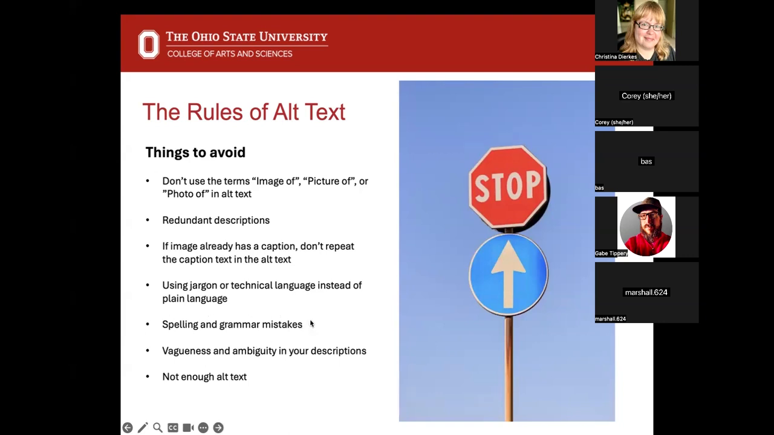Vagueness and ambiguity. This is another one that I would encourage you to be a little bit more mindful about, especially because, looks like we have a question here. On people's department profile pages, should the images be marked as decorative since their name is already on the page? That depends. So ultimately, this is actually a pretty good question here.